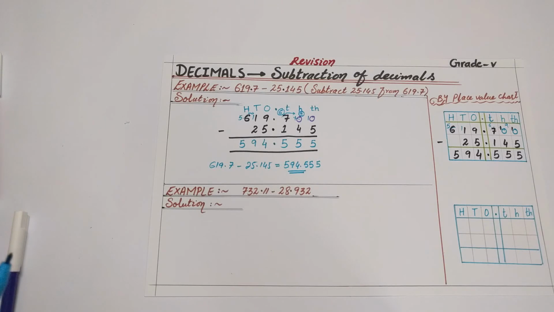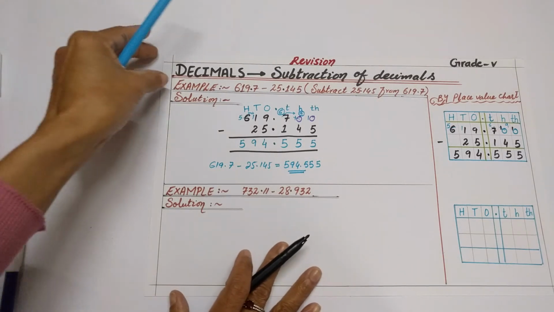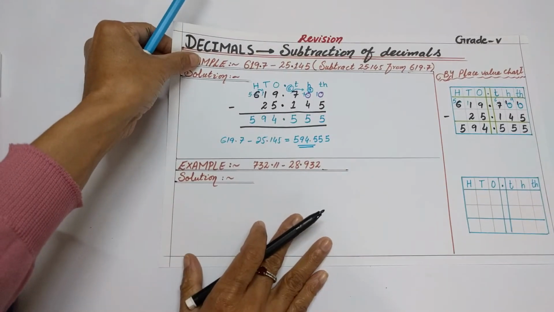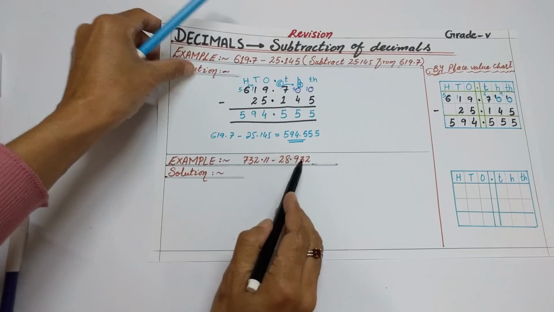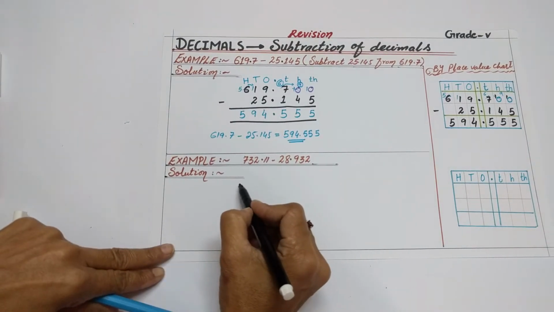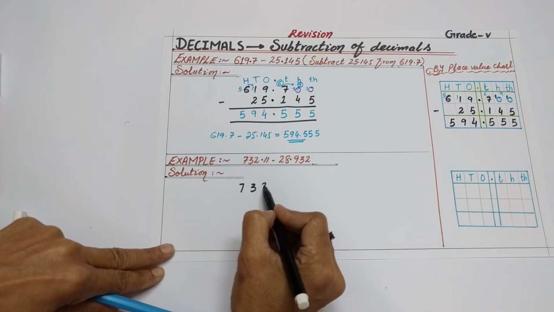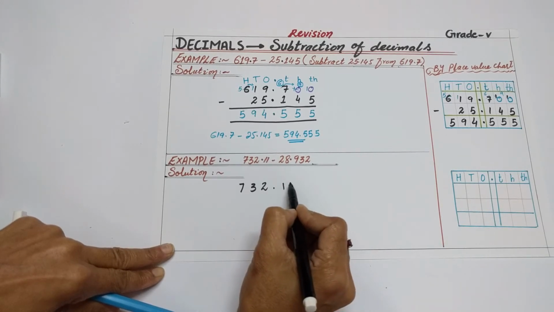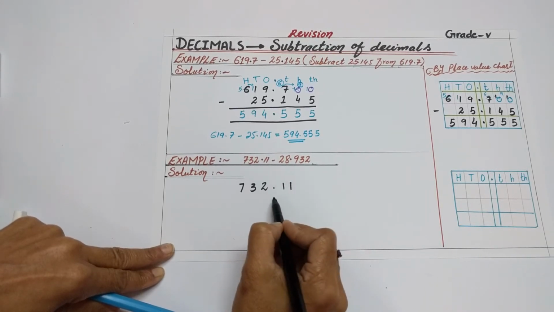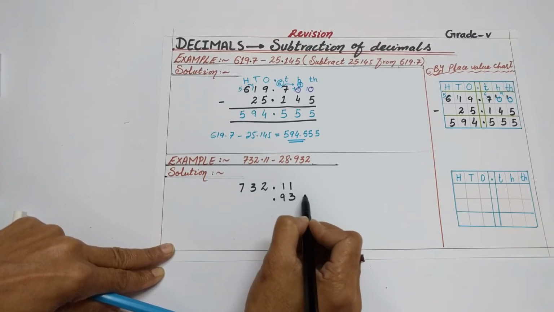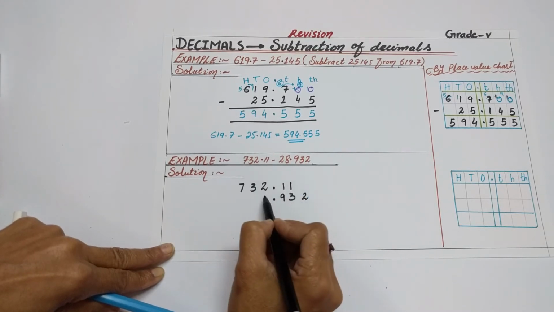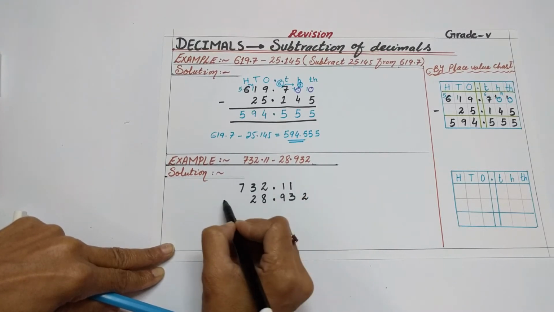Clear? Now come to the second example. I will solve one more example for you. In the second example, we have 732.11 minus 28.932. So to put the second number, firstly we will put the decimal. Right side 9, 3, 2, and the left side is 8 and 2, then the minus sign.